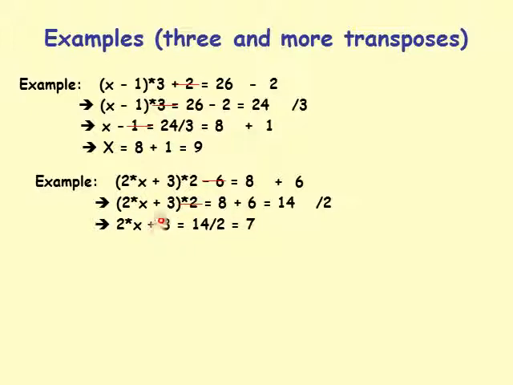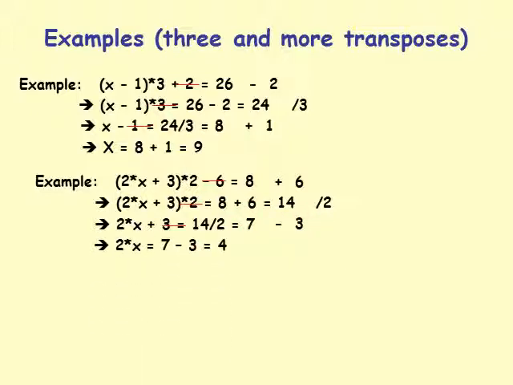Now this plus 3: first we do 2 times x, then to that we add 3. So we have to move this plus 3 to the right, and when we move it across the equal sign, it gets transposed to minus 3. 7 minus 3 is 4. That's what we have on the right.